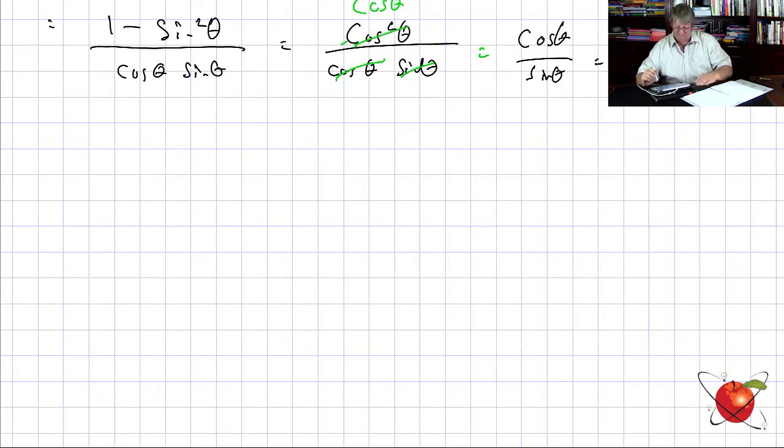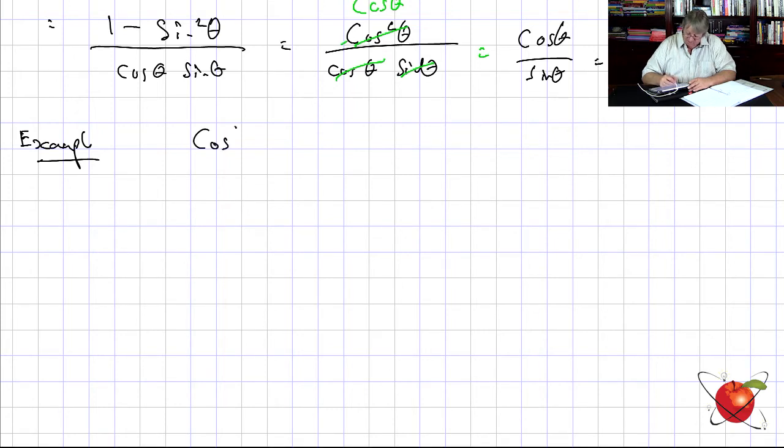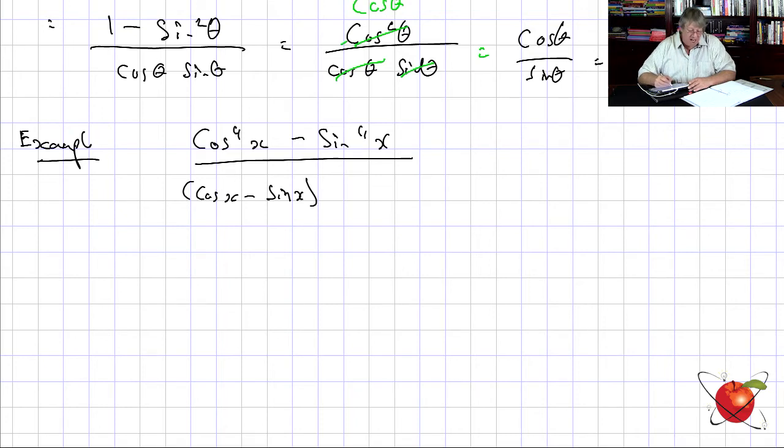Here's another example, okay? This one I'm using for a specific reason that you'll see now. Example. And here it says cos to the 4th x minus sine to the 4th x over cos x minus sine x, and 1 plus tan x underneath. Prove that that is equal to cos of x.